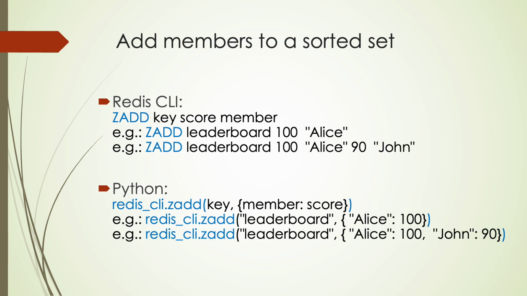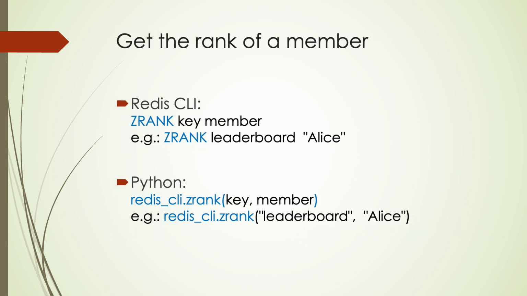We can add multiple member score pairs both using Redis CLI and Python. Note that since a sorted set can only contain unique members, the zadd command will return 1 when a new member is added and 0 when a duplicate one is added. The members in a sorted set are sorted by scores in ascending order.